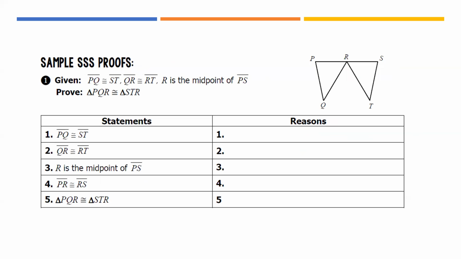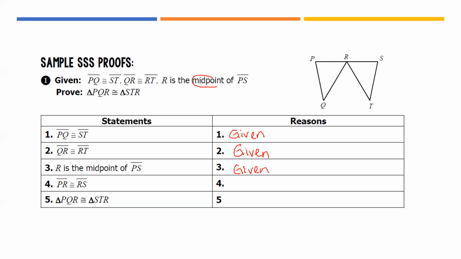So in a proof, right, you're going to be given a given. PQ congruent to ST, that was our first given. And this is QR congruent to RT. Oh, that was our second given. So in this one, they're putting the givens all on different lines. That's okay. R is the midpoint of PS. Oh, that was the third given. So far, so good, right?